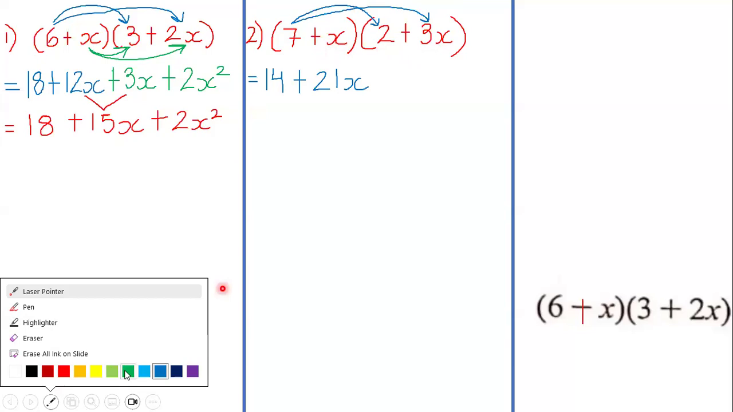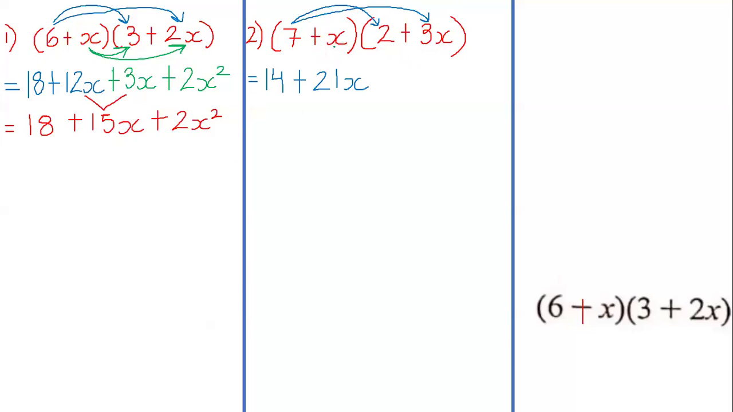Then the next thing we're going to do, we're going to take this x and multiply it by every term inside. We're going to say x times 2, which gives us 2x. Very good. Plus x times 3x, which gives us 3x squared. All right, do we understand up to this point?